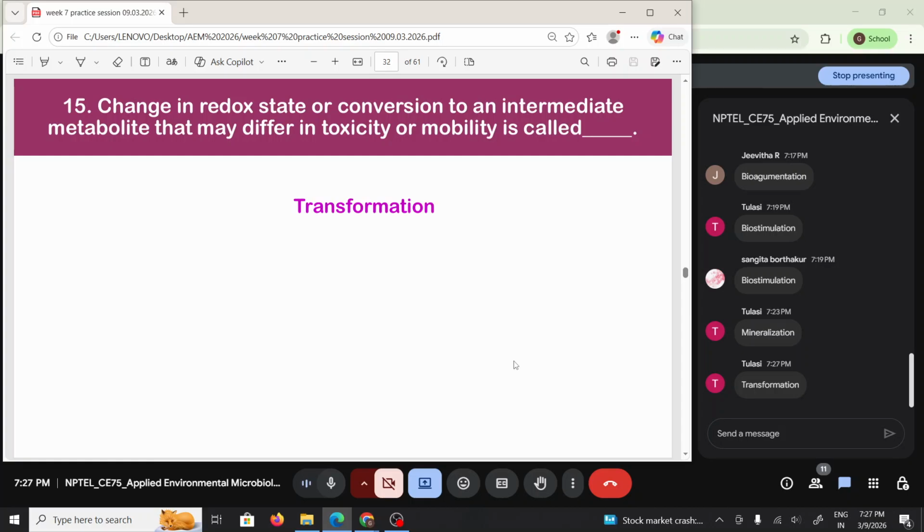Transformation, or biotransformation in particular, is the process in which we have a contaminant and a chemical change in the redox state of the contaminant. This process is called transformation.